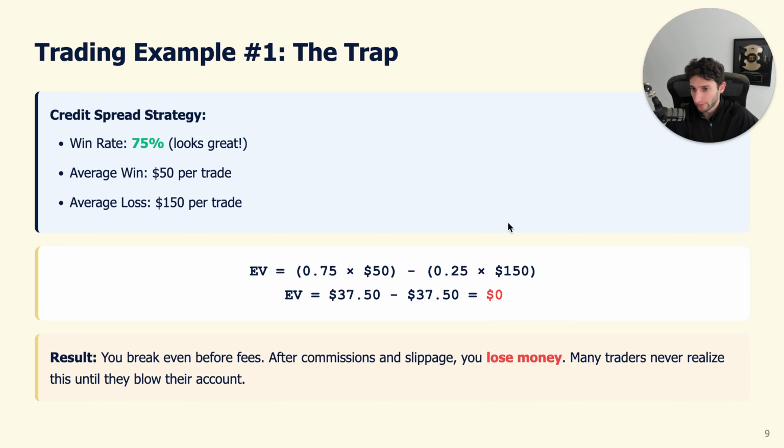So here's another example of this, right? Let's say you have a credit spread options trading strategy and you have a 75% win rate. Looks really great. Now, every time you win, you're going to make $50.